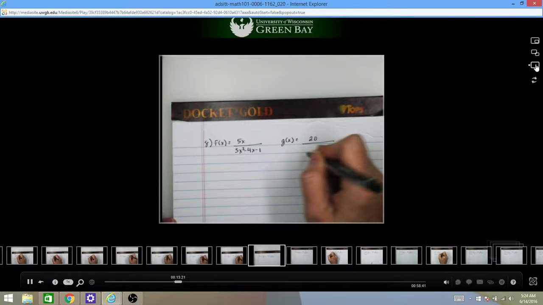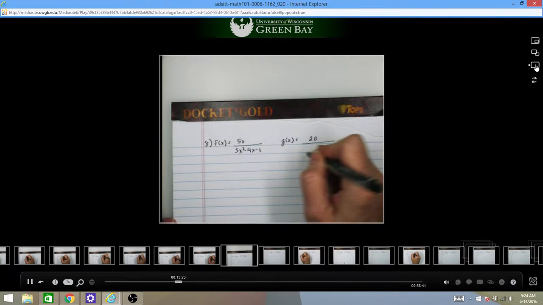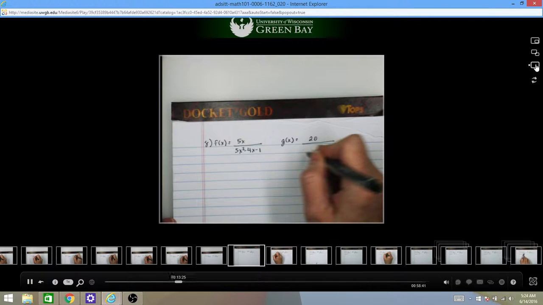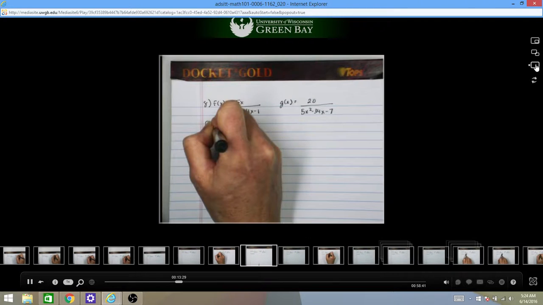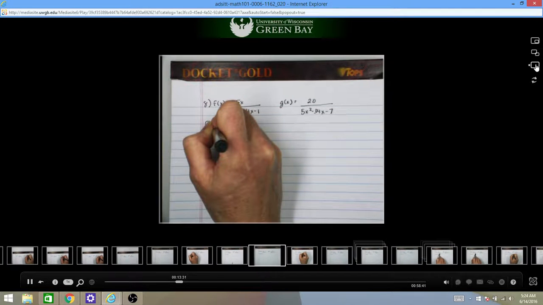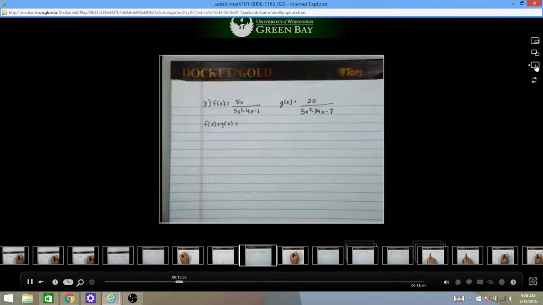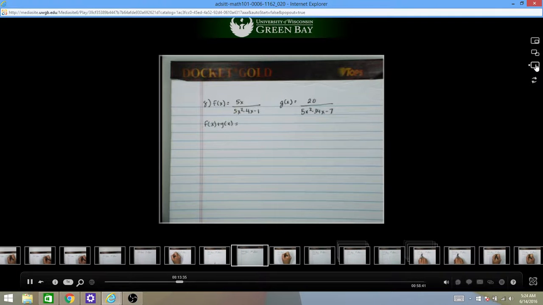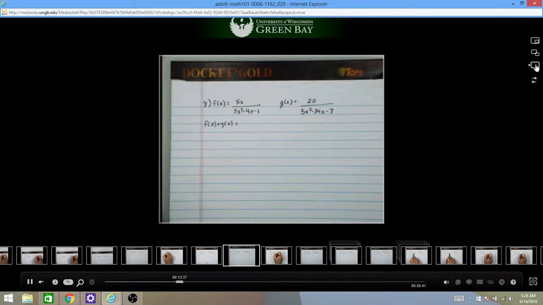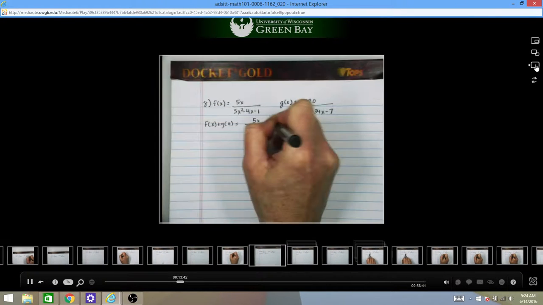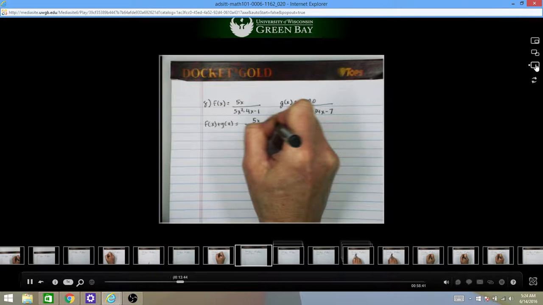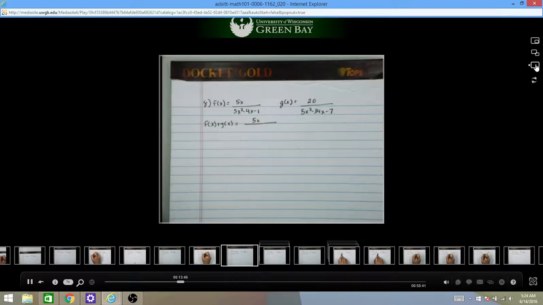We have to find f of x plus g of x. So we're going to add the two functions together. And when we do that, we'll need to have a common denominator. So we should work on factoring the denominators. These numbers aren't too bad. So I'm going to show you some guess and check, okay?